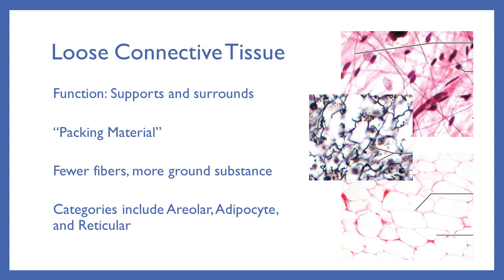With loose connective tissue, we don't have a lot of fibers. There's more ground substance than there are fibers. So it's going to be a little bit looser. Whenever we go on to the dense one and the next one, that one's going to be mostly fibers. So you'll see a big difference.